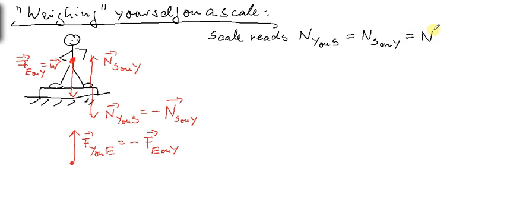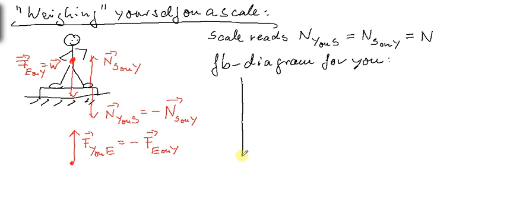So I will use n for the normal force that the scale exerts on you, which is in magnitude also the same as the normal force that you exert on the scale. That is the scale reading. So if we want to learn what the scale is actually reading, we need to find the normal force that the scale is exerting on you. Let's draw a free body diagram for you.